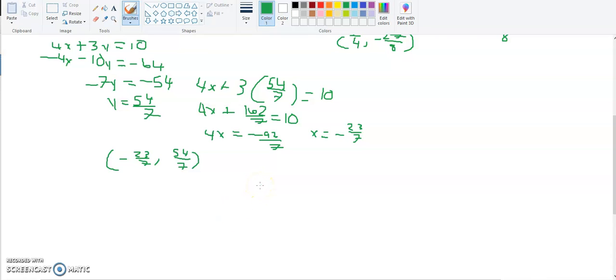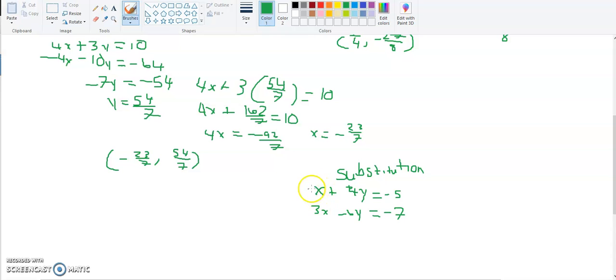The second way to solve a system is through the use of substitution. Substitution is when you get one variable in terms of the other variable, so isolating one variable, and you substitute that into the other equation. So here I have x plus 4y is equal to -5, and 3x minus 6y is equal to -7.